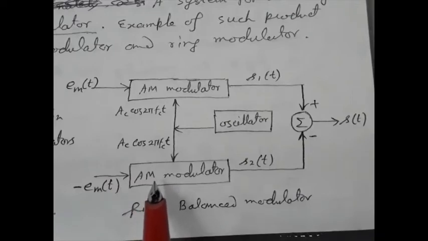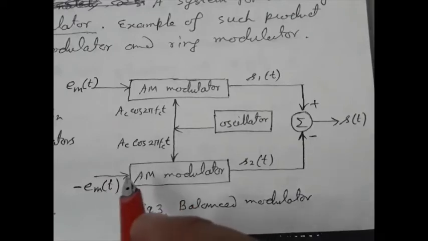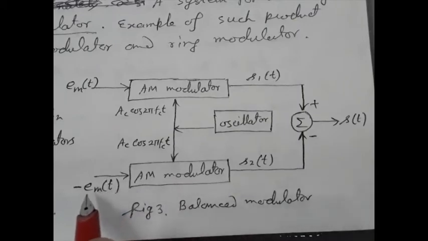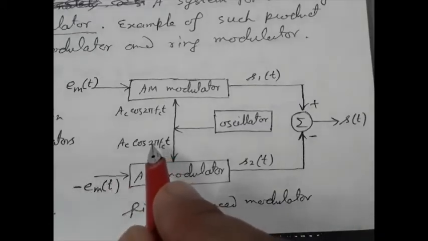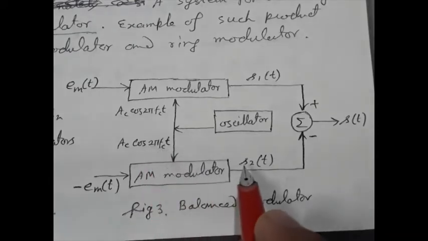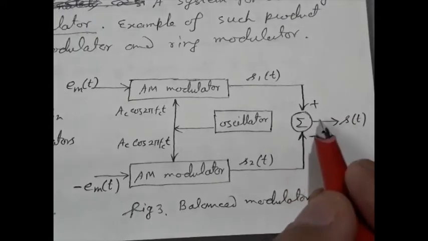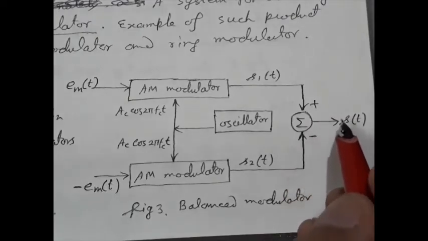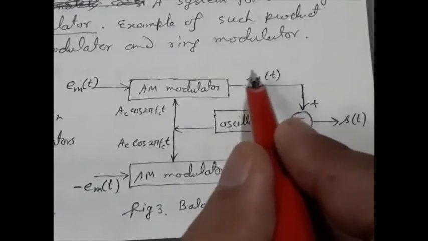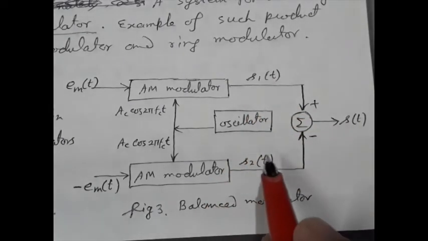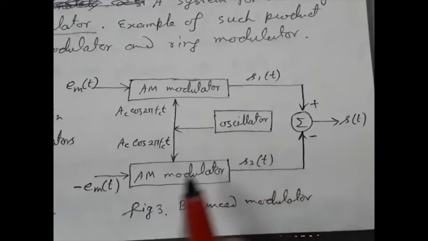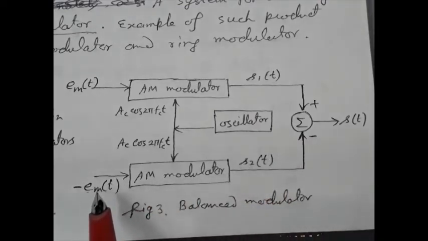In the second AM modulator, we have to provide minus e(t) with the help of some inverting amplifier. We can produce minus e(t). The same carrier is used here, and the corresponding AM signal is S2. Then we have a subtractor, and the output is S(t). So S1(t) is an AM signal, and S2(t) is also an AM signal, but with minus e(t) as baseband.